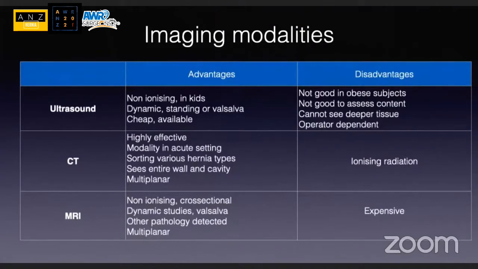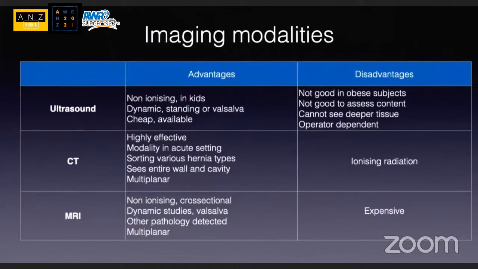CT, of course, is excellent, highly effective. It is best for the acute setting. It is also very good in sorting out the various hernia types, as we will see later on in the talk. It does look into the entire wall and the cavity. It is multiplanar, however, it uses ionizing radiation.